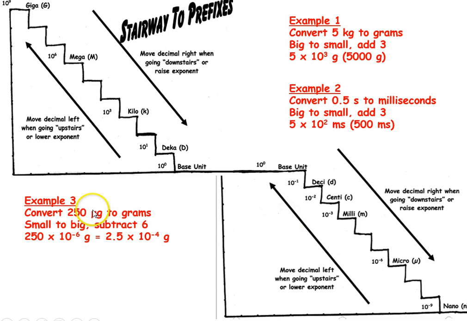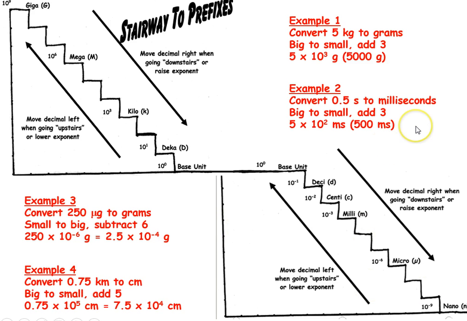In a third example here, let's go from small to big, 250 micrograms into the base unit of grams. So in this case, starting at micro, I would have to take 6 steps up the ladder. I would be subtracting 6 from the exponent, or moving the decimal point 6 places to the left. And so I could write my answer as 250 times 10 to the negative 6th. And if I'd like, I could put that into scientific notation and instead write it as 2.5 times 10 to the negative 4th. So I've gone from small to big.